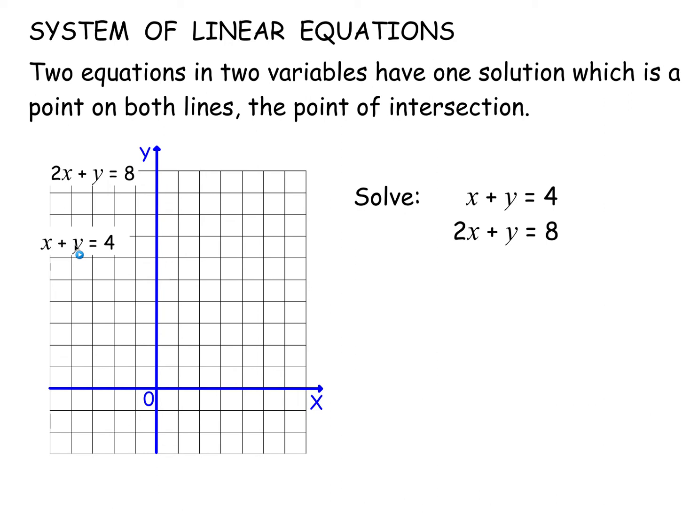When we had one equation with two variables, such as x plus y equals 4, the solution was the line here, shown in black. Every point on that line, and the line's infinite, is a solution to x plus y equals 4. So a single equation in two variables has an infinite set of possible pairs of values x and y that will satisfy the equation. So its solution is an infinite set of points, a line.